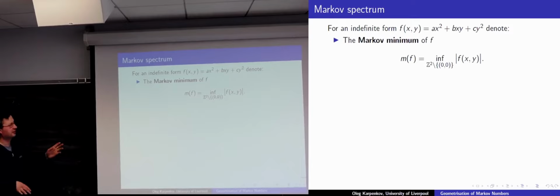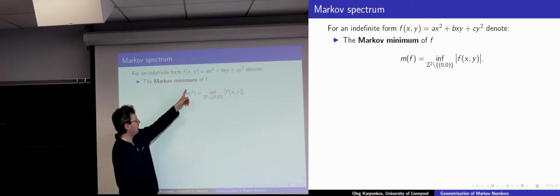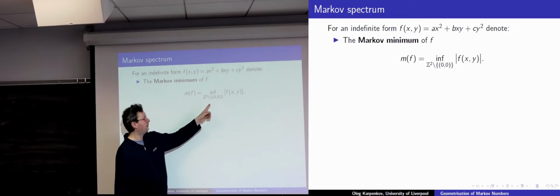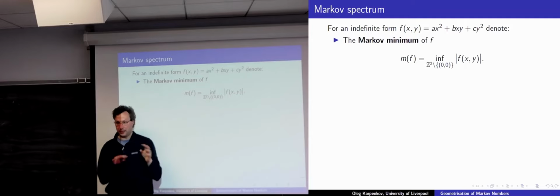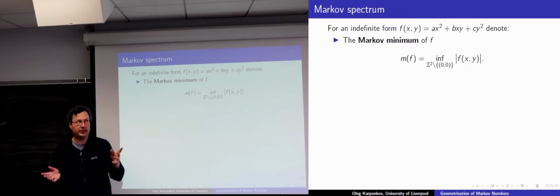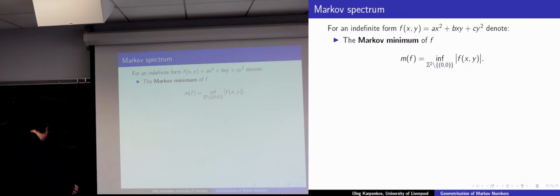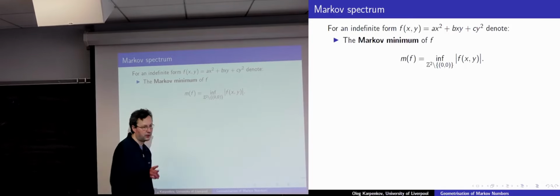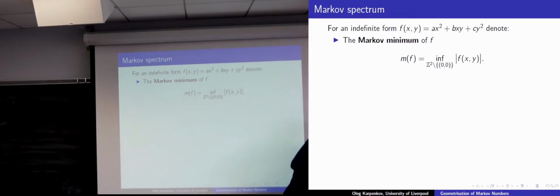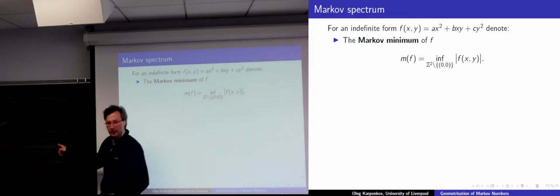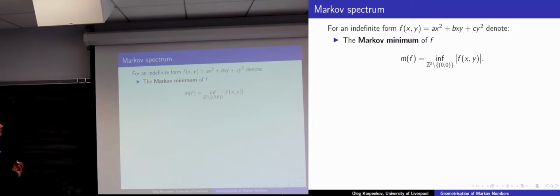So let's define a very funny number, which is the infimum over all integer pairs except the origin. What is this quadratic form, how does it look? That part is visible, probably. So basically, these are your two linear factors.